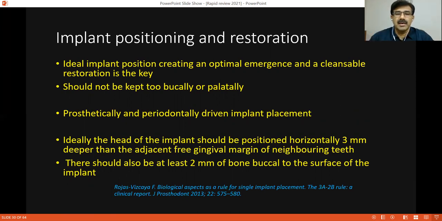And when you look at it, the implant should be placed in an ideal position. The head of the implant should be around 2 to 3 to 4 millimeter from the neck of the adjacent tooth. There should be a distance of 1.5 between the tooth and the implant. And if you're placing two implants, there should be a minimum of 3 millimeter gap. If that is not taken care of, there is always a chance of developing periimplantitis.